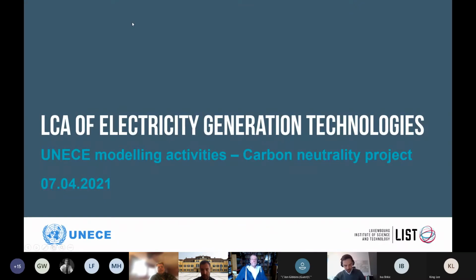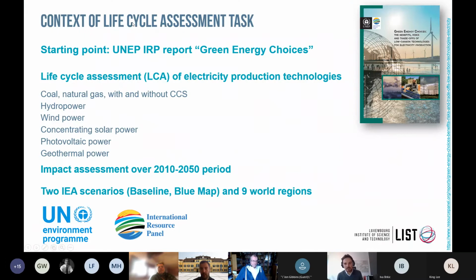The starting point of this work is actually a report that was published a few years back by UNEP, to which I contributed, and by the UNEP International Resource Panel, which was a broad-scale comparison, also multi-regional and with scenarios of electricity generation technologies. So we included coal, natural gas, with and without CCS, hydropower, wind power, concentrating solar power, photovoltaic power, and geothermal power. And we focused on impact assessments for the period of 2010 to 2050.